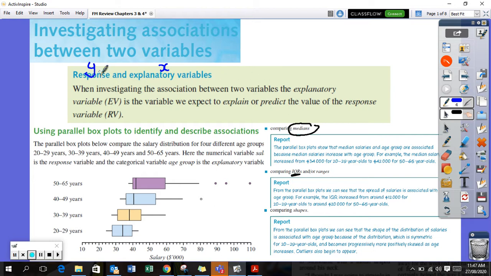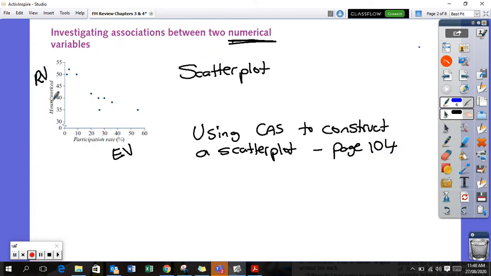So the response, we're responding, y equals something to do with x, and x explains what's happening. So y depends on x. RV depends on EV. Y depends on x. In our scatter plot, the response variable is hours worked. The number of hours worked depends upon the participation rate in the workforce.